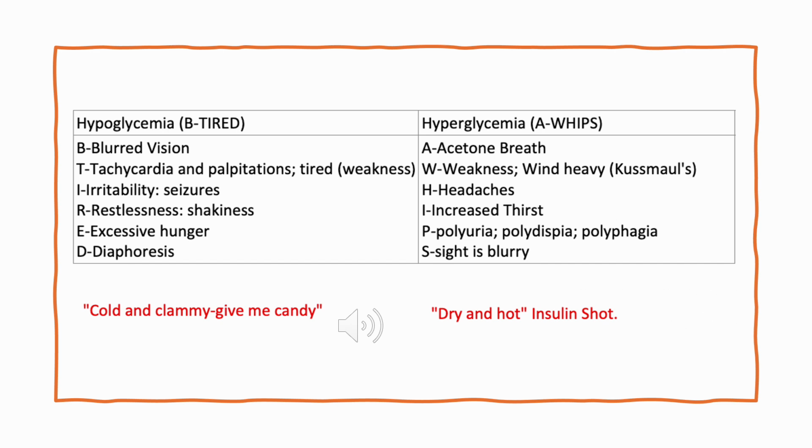H is for headaches. I is for increased thirst, so there's that polydipsia. And P is for polyuria, polydipsia, and polyphagia that happens with diabetes. And S is for sight is blurry. So in hyperglycemia, they could have blurry vision. And look for other common signs and symptoms. And the saying that we say when somebody is hyperglycemic is: dry and hot, give me an insulin shot.